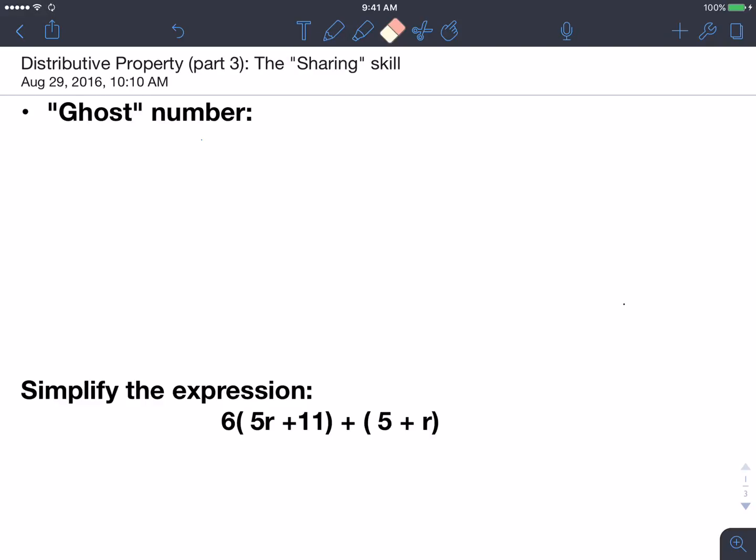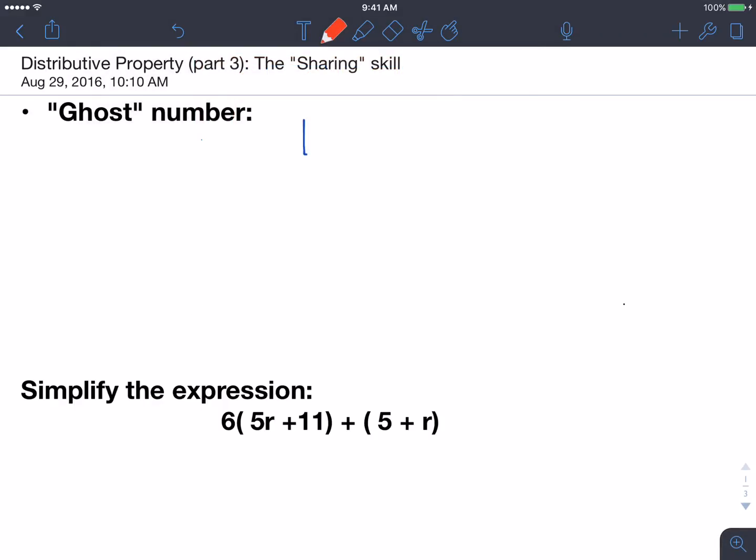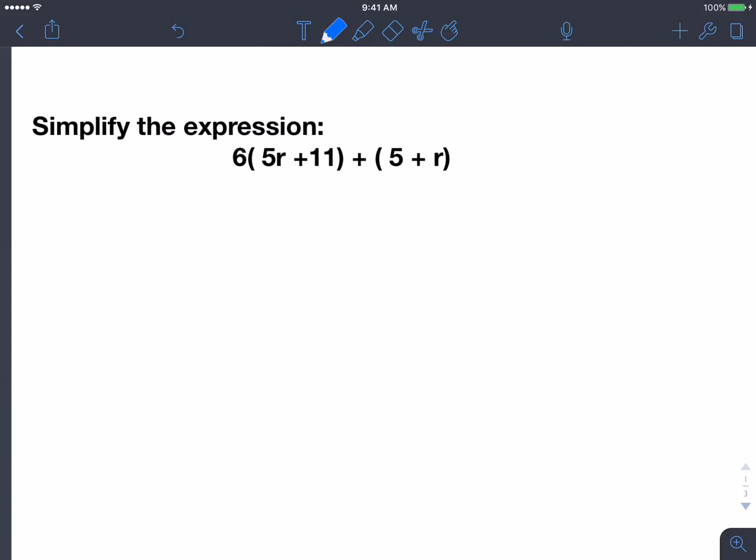Today we're going to look at distributive property part 3. I'm going to focus on what I call the ghost number. 1 is considered my ghost number. I know it's there, but I don't always see that 1. The best example that I can think of is if I just have R. I know that my ghost number is there. It's right in front of that R, and I'm going to make it appear. So that's going to be our main focus today, is making that ghost number appear.